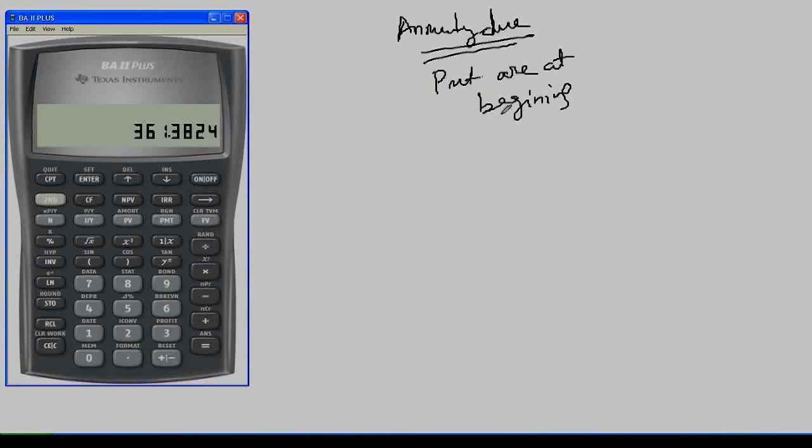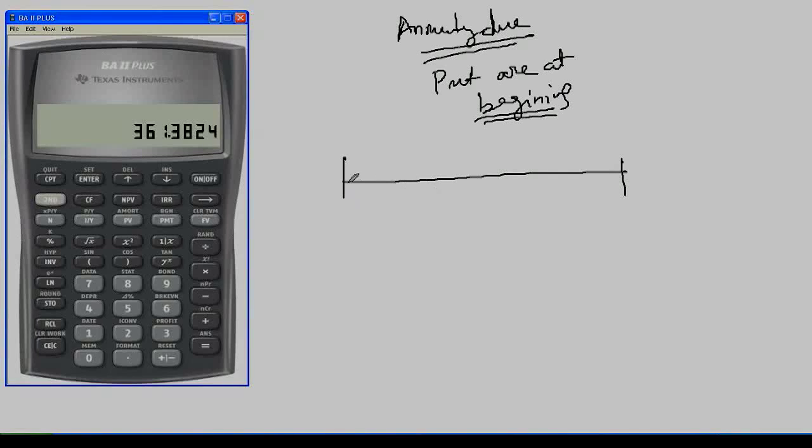We have done the present value of annuity. Now what we want is to find out about another annuity, which is known as annuity due. In annuity due, the payments are at the beginning. So the payments are done at the beginning of the year.